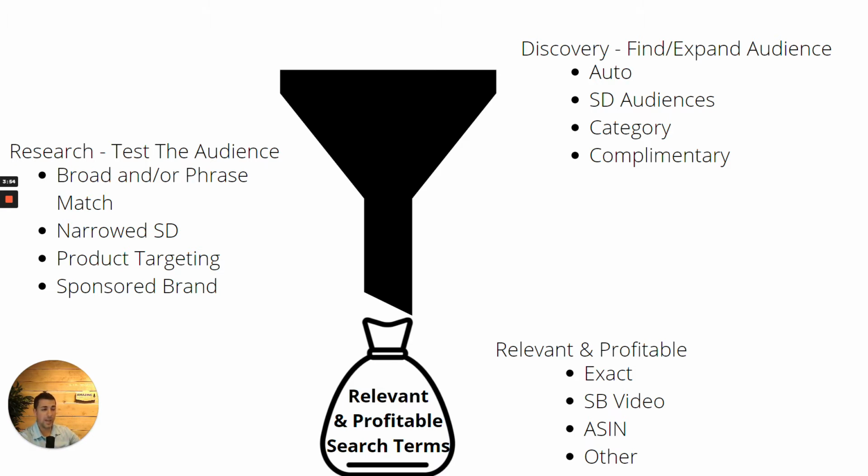For the research phase, it's a little bit more optimized. This is kind of where it should be. You're testing or researching the different variations, maybe long tail opportunities or category opportunities within those, and you're researching those to find out if they're profitable and then move on. So that's going to be your broad and/or phrase match.